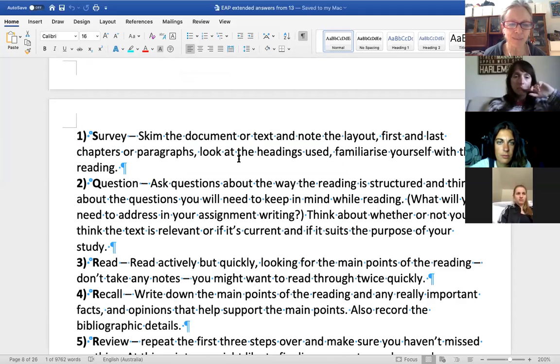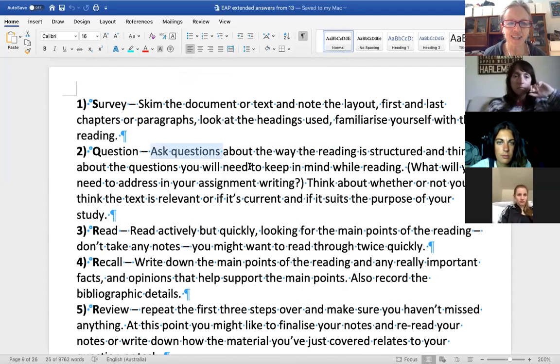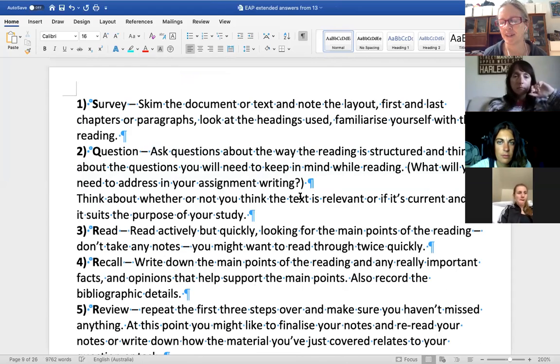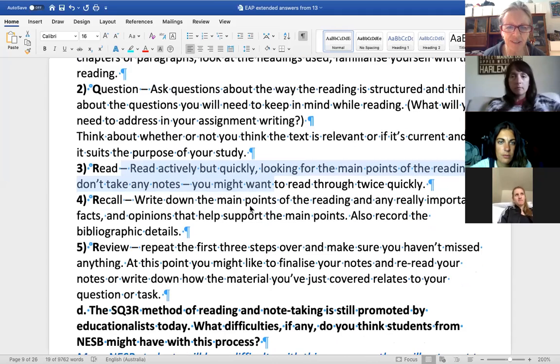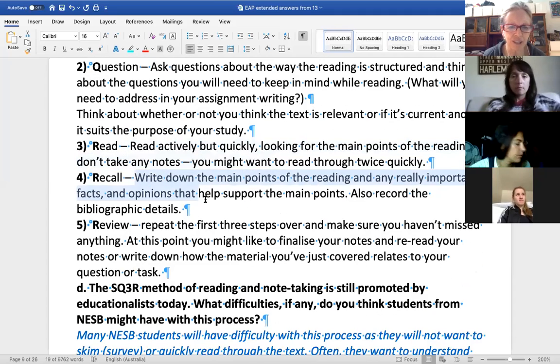So survey is to skim through, which we talked about. Question is to ask questions, so to get them to predict what they think the questions might be about. Or if there are questions, just look at those questions. Usually you know, don't you? It's always dates, times, things like that. Those sort of questions pop up. And read quickly, but looking for the main points. And then recall, write down the main points.